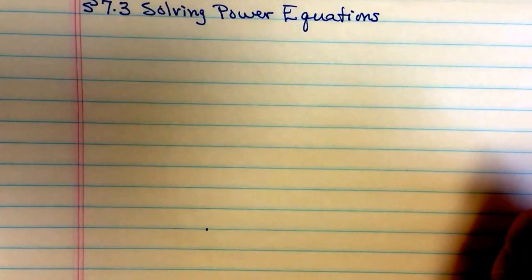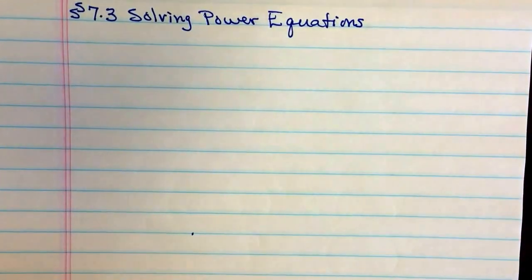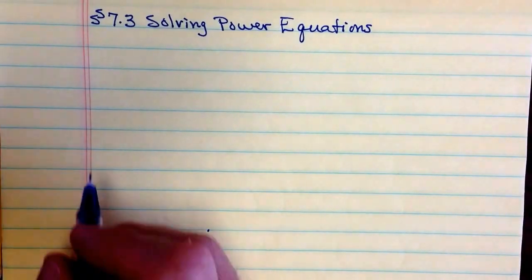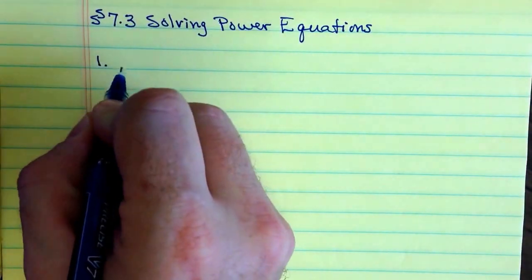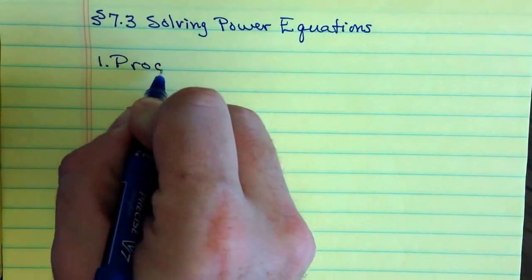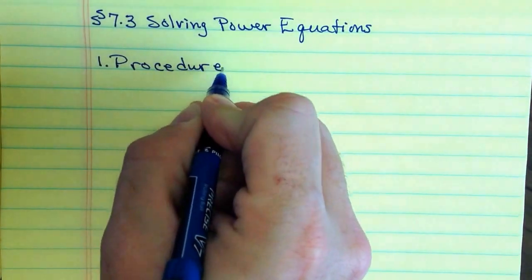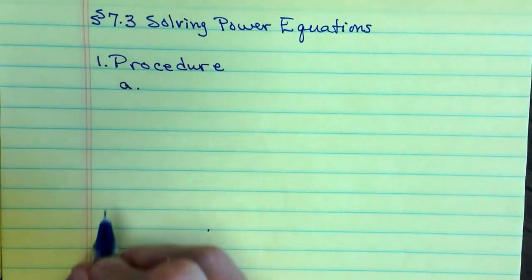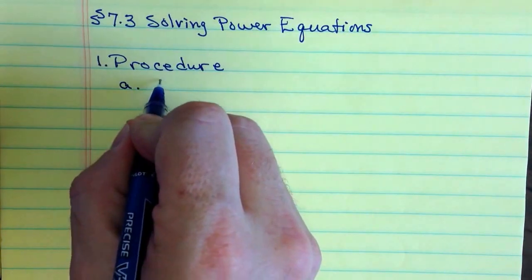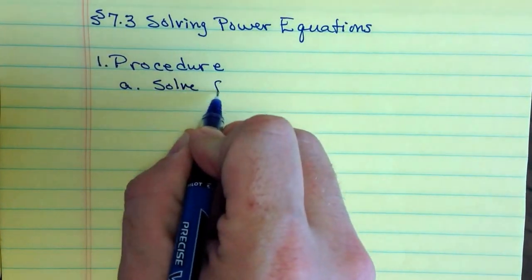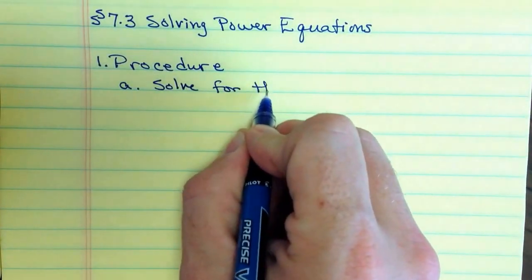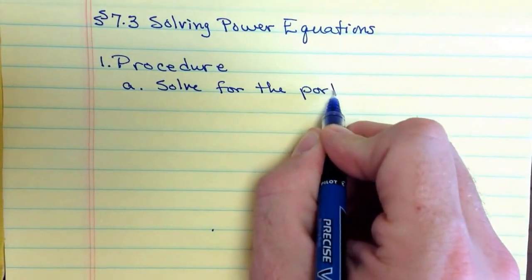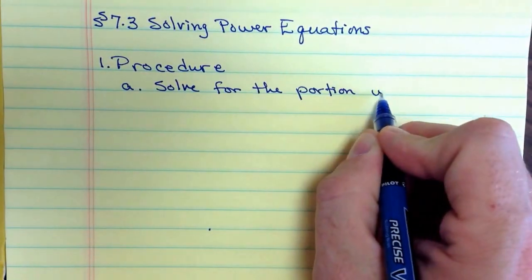So today we're going to start with section 7.3, solving power equations. Well, first, before we begin, we need to learn the procedure. And there's just a few steps. So little a, the first step we want to do is solve for the portion with the exponent.